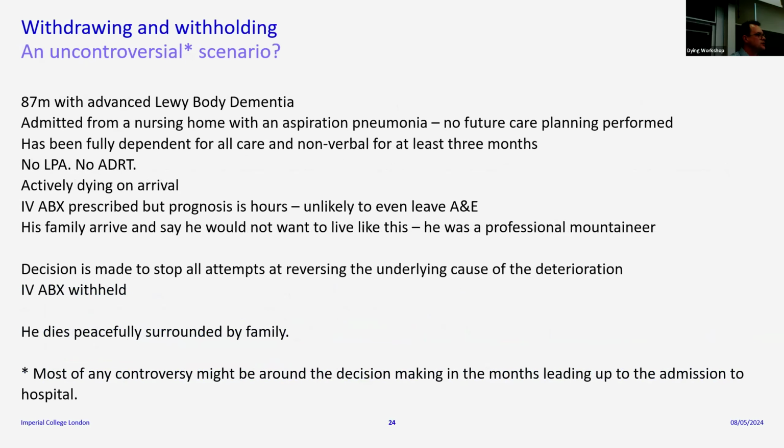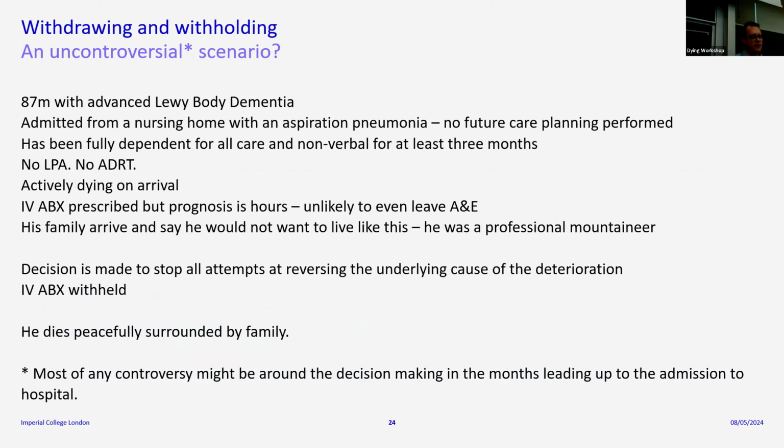So we can talk a little bit about withdrawing and withholding, because that was one of the things Arthur asked me to talk about. And it's a shame one of the doctors who was there is not here now, as this was going to address one of his points about modes of dying.